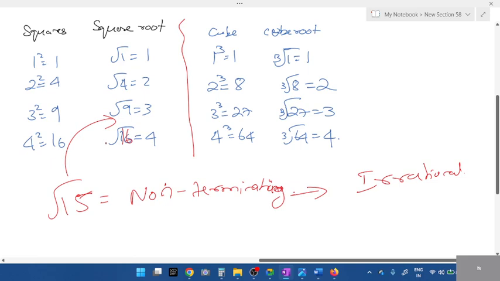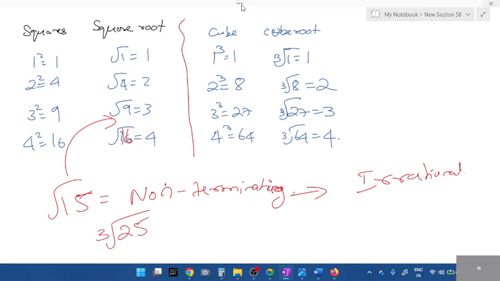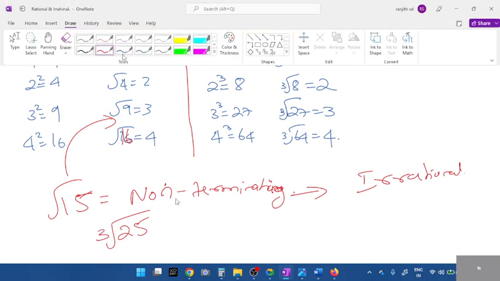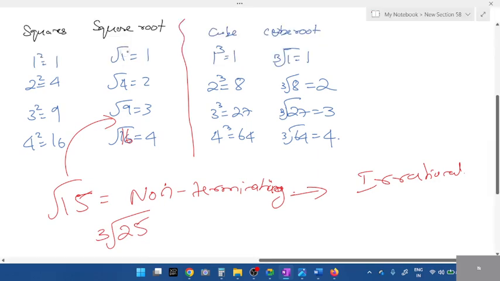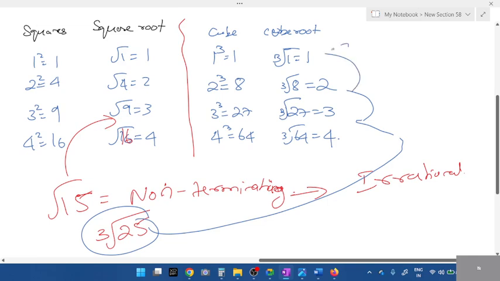Anything without a perfect square is an irrational number. For example, cube root of 25. Check cube root of 25. Is it a perfect cube, students? Do we have 25 among the cubes? No, right? Alia, did you understand?